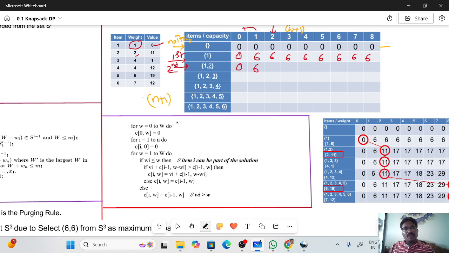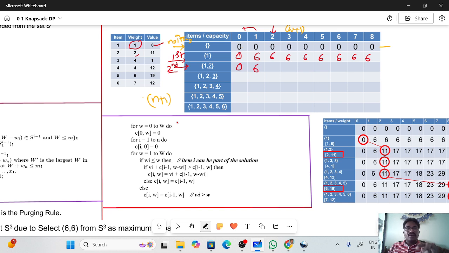What is the total weight? 1 plus 2, 3. So unable to place 2 items. Is it possible to place only item 1? Yes. Is it possible to place only item 2? Yes. Now the question for us is, sir, which item am I going to consider?